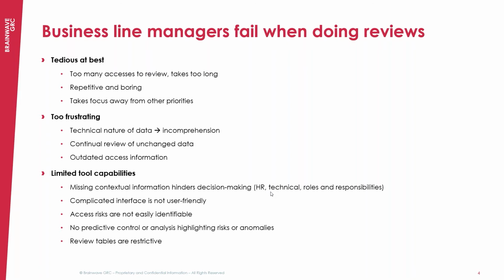We don't have any predictive control or analysis highlighting these risks. So there's nothing that's telling us, hey, look at these 10 people because they just moved off a project, make sure that their permissions have been corrected. So we don't have anything like that. We're just going through line item by line item, employee by employee, looking at their permissions. And that is long and tedious.